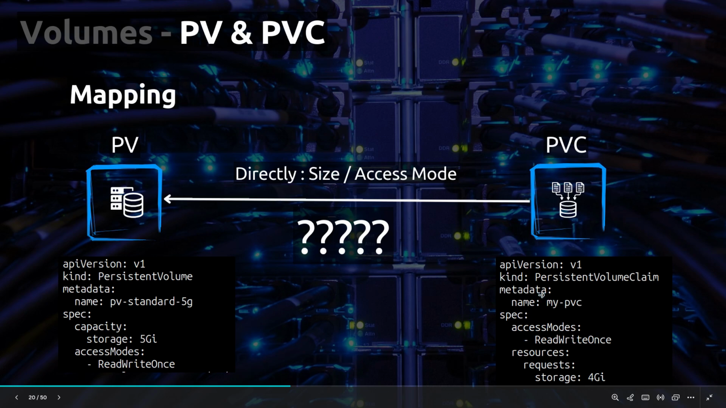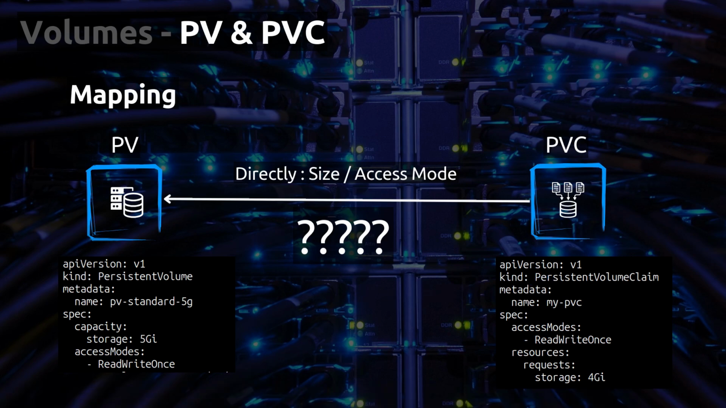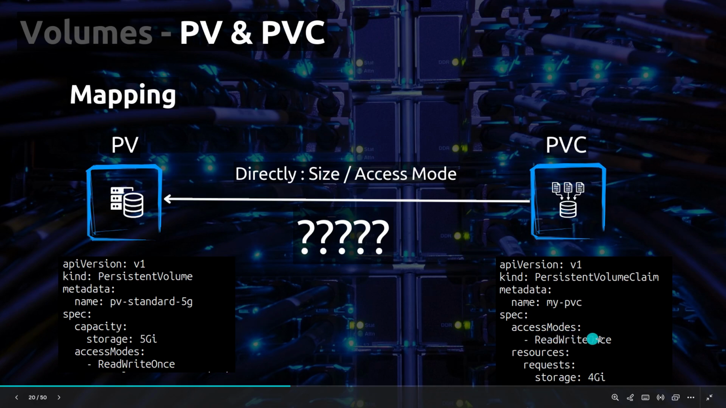And how Kubernetes works by default, if you don't use the storage class, is that Kubernetes tries to match the access mode and the size that we request with what we can provide with the persistent volume, and associates each PVC with the right persistent volume with the same specification, especially for access mode. Here we have ReadWriteOnce.